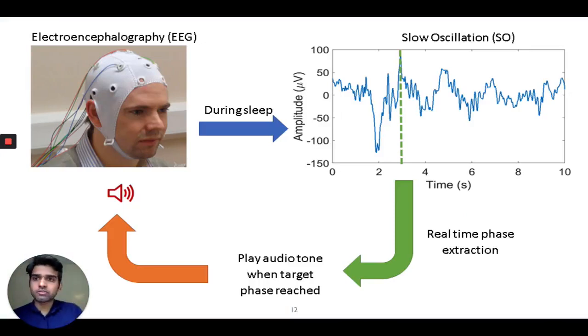So in our platform, we have to sense the brain activity first using EEG, then extract the slow oscillations, then extract the phase in real time quickly, and then at the right time, at the right phase, play the auditory tone. One of the main challenges here is extracting phase in real time, because brain waves are not pure oscillations, but very noisy and non-stationary.